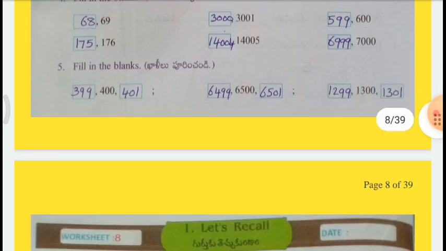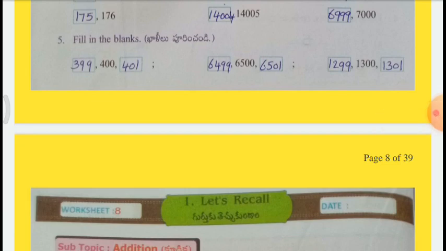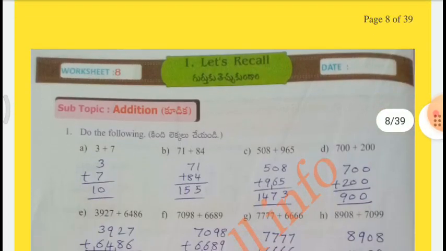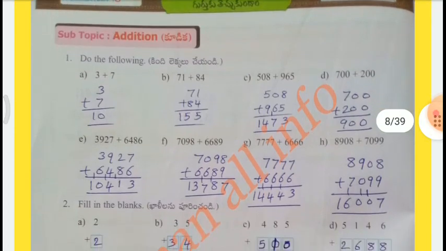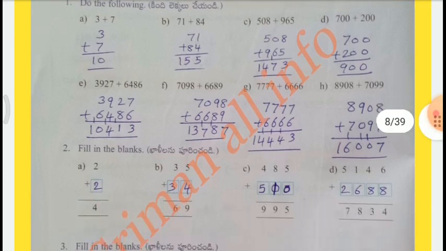6,999, 7,000. Fill in the blanks. Worksheet number 8. Subtopic additions. Do the following additions. 3 + 7, 10. 71 + 84, 154, 55.